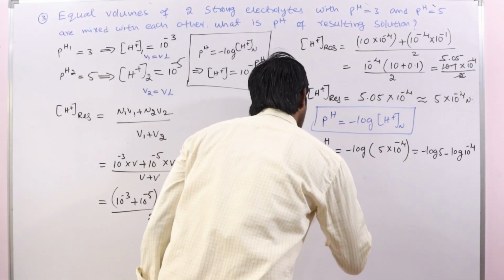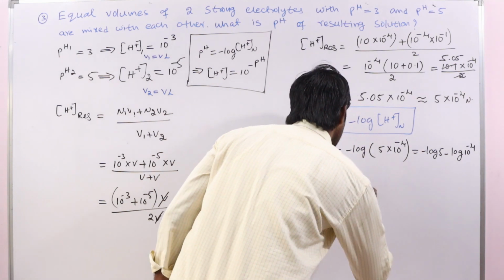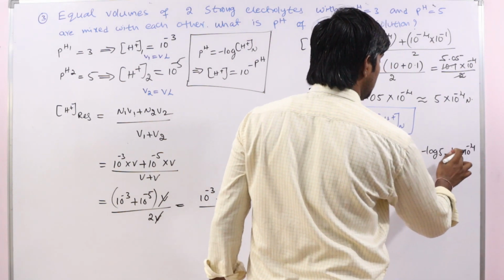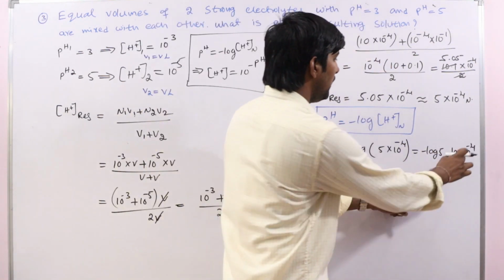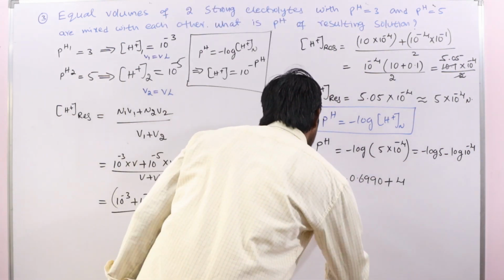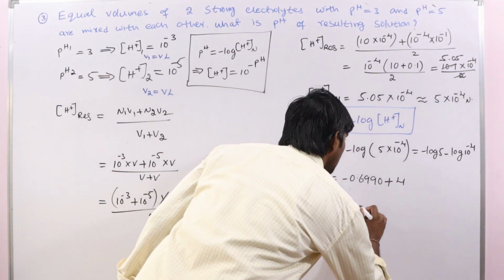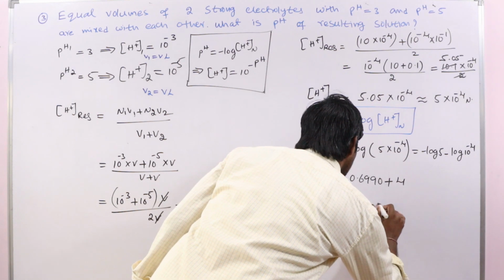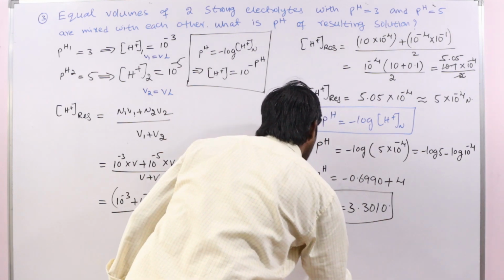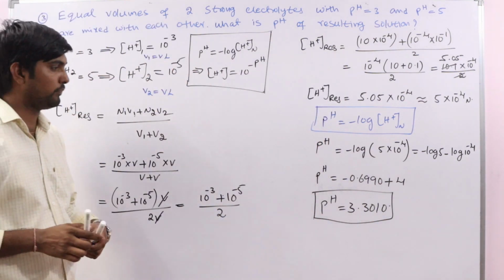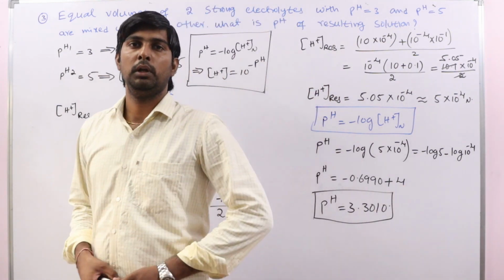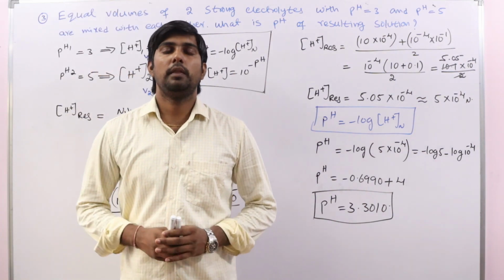Okay, so therefore pH is equal to, log 5 is 0.6990, plus 4. This minus 4 comes here, minus into minus is plus, and log 10 base 10 is 1. So that's why minus 0.6990 plus 4, that is pH equal to 3.3010. Okay, so 3.3010 we get as the pH of the resultant solution. So the pH of the resultant solution is equal to 3.3010. Okay, clear? So now let us see another model also.